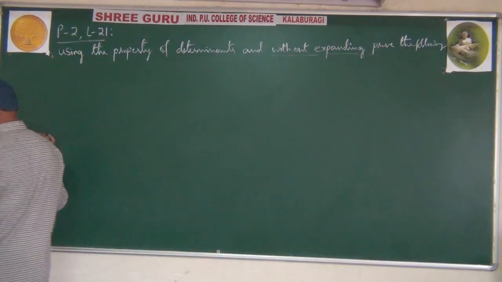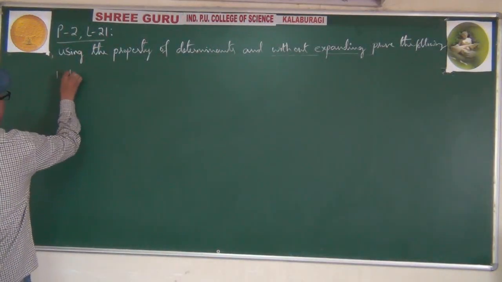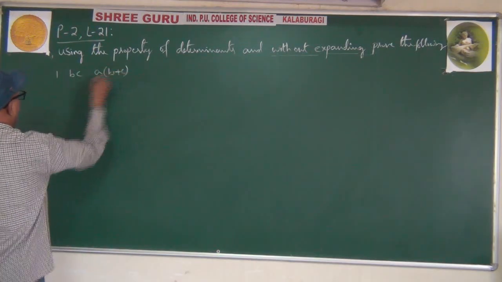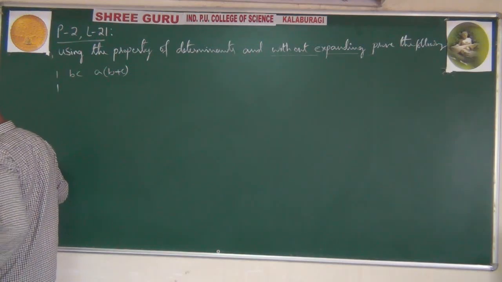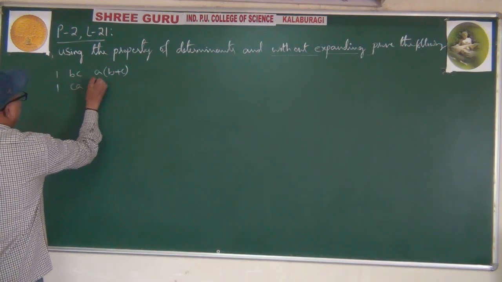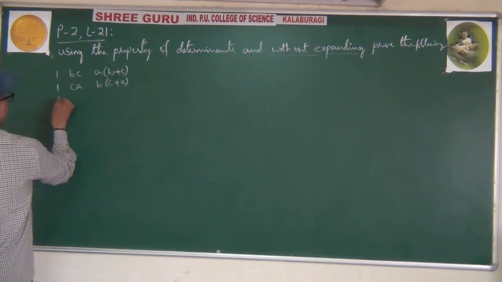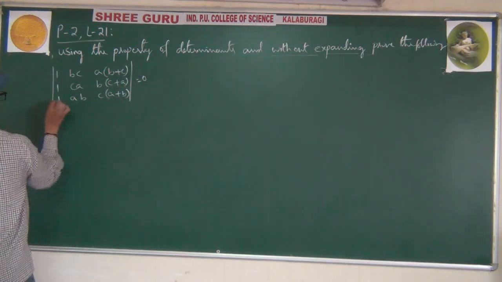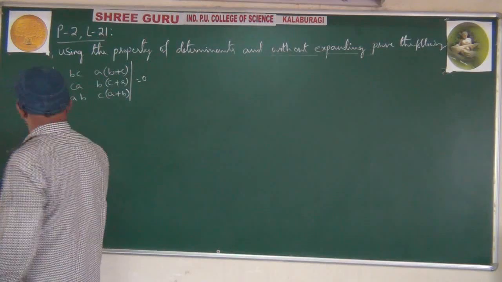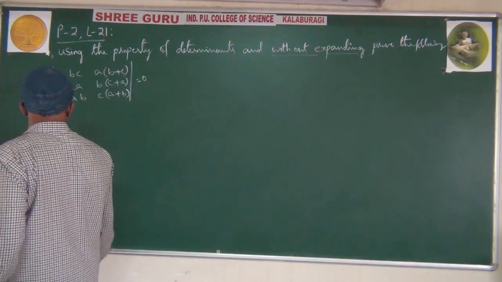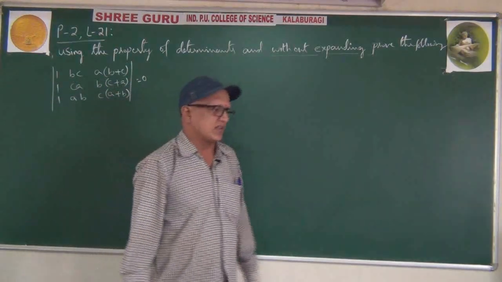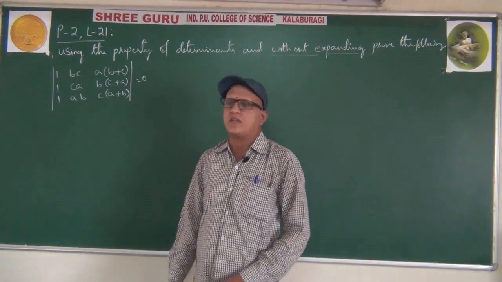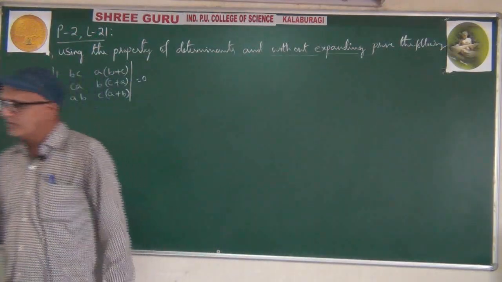Next question, the fourth sub-question. The determinant has rows 1 B C, A into B plus C; 1 C A, B into C plus A; 1 A B, C into A plus B. Here C into A plus B. This also equals 0. Determinant equal to 0 means two rows or two columns are the same, or in a particular row or column we get three zeros. That's why the answer will be 0.